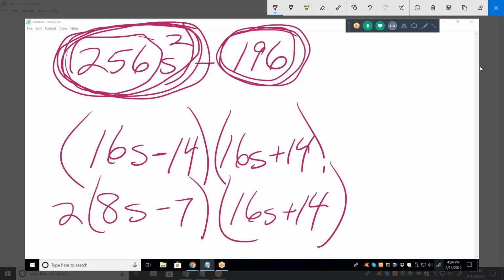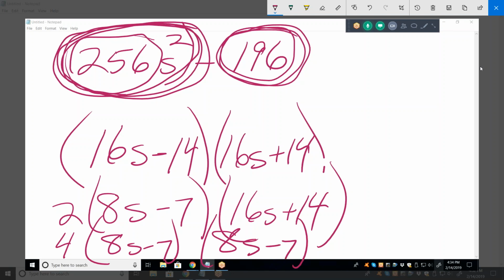Now I can take another 2 out of the term on the right, so that makes that 4. And it turns this into 8s minus 7. And that's actually the final answer. I cannot factor that down any further. In other words, I can't do anything with 8s minus 7. Excuse me, this is a plus over here. It doesn't change the sign factoring a 2 out. What it does do is make the total amount that you factored out a 4. Now notice why it's tough to factor out a 4 all at once there. Because 4 does not go into 14.